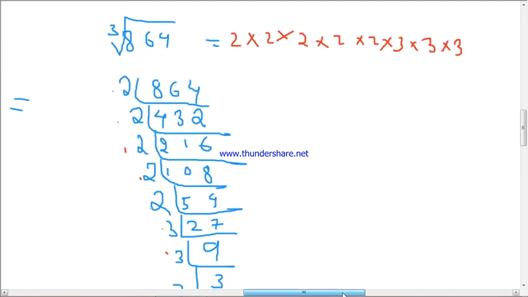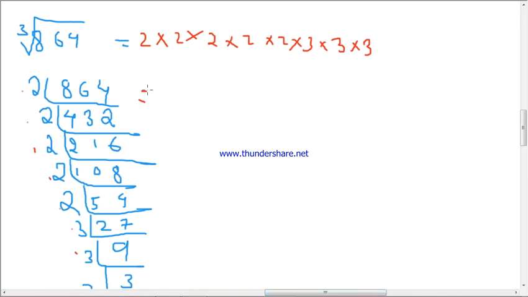These are the numbers. Okay, so let's form a triplet. This will form a triplet, and this will form a triplet. And as you can see, this is not forming a triplet. This gives us an idea that 864 is not a perfect cube.